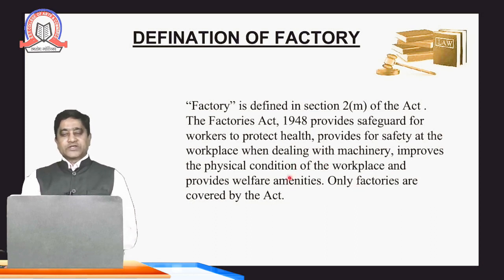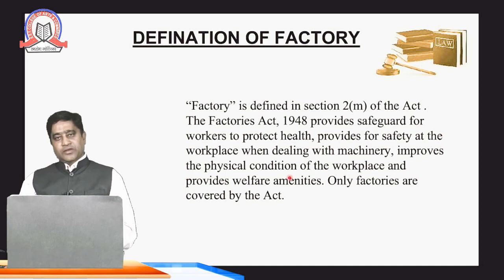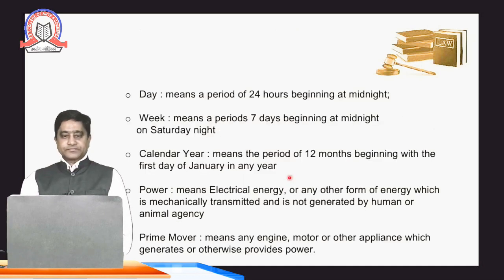Only factories which are covered under the Factories Act, where this particular act would be applicable, where more than 500 workers, was the position 200 years back in 1891, but now the changes have been done. The definition of factory is applicable to those factories where there are 20 or more workers working without the aid of power, or 10 or more workers working with the aid of power.